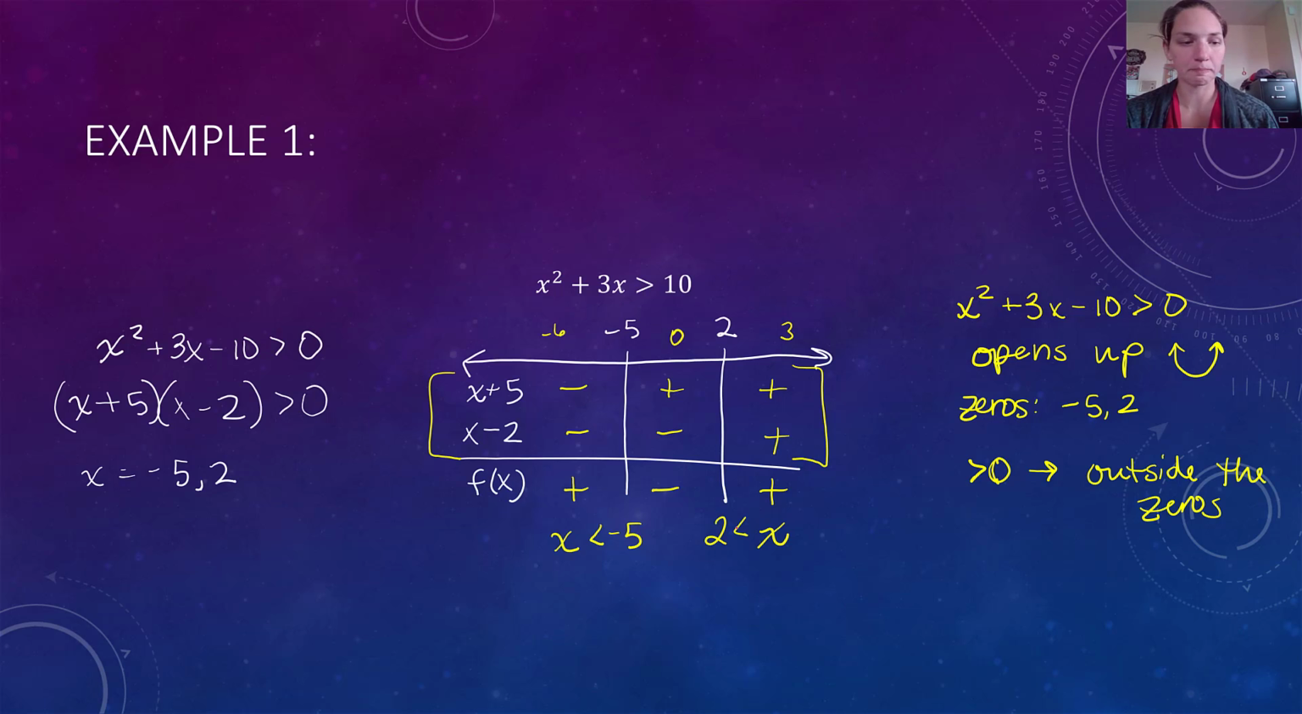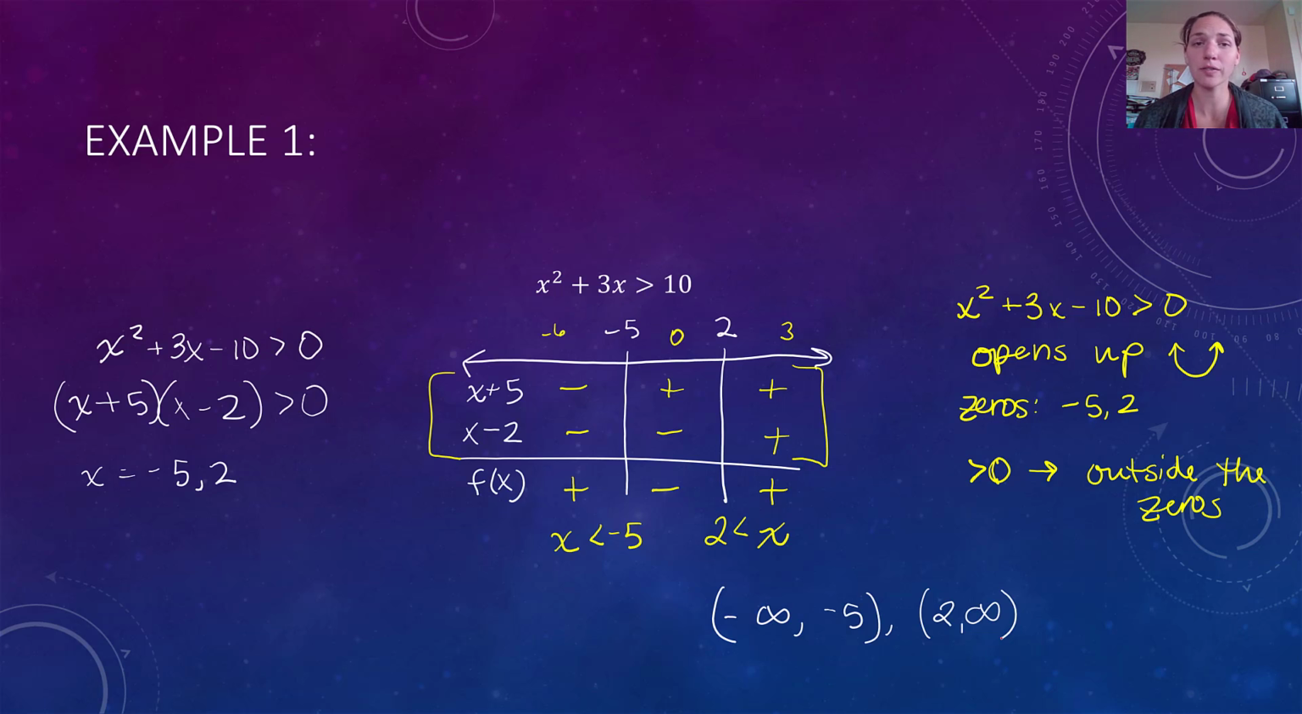So our solution set is -infinity, -5, and 2 to infinity. Notice I'm using parentheses everywhere because I'm not allowed to be equal to here, and I can never equal infinity.